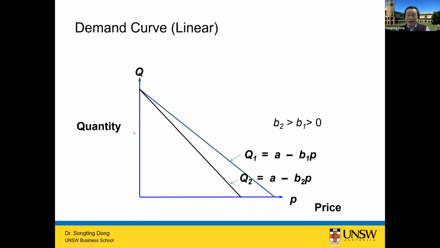Q2 is also a demand curve, another demand curve like here. You can see Q2 is steeper than Q1. Here B2 is larger than B1. That means for this demand curve, when you increase price, the quantity will drop more sharply, quicker. That's the difference between these two. Later we will talk about price elasticity. At the same price, for the demand curve Q2, the price sensitivity is higher than Q1.